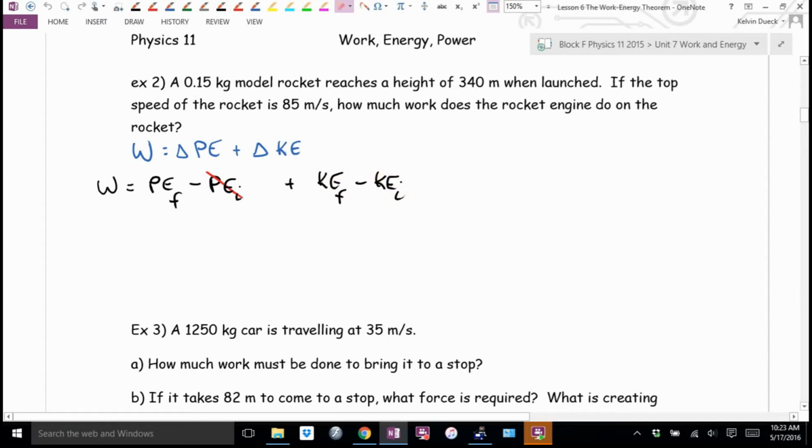Are any of these 0? Let's assume the rocket starts out at rest, because I've seen rockets and I haven't yet seen one that started out with a running start. So, how much work? This time, my equation simplifies to mgh final plus a half mv final squared. This is how much energy that rocket engine would have to supply in order to reach a height of 340 meters and in order to hit a top speed of 85 meters per second. If the rocket engine doesn't contain enough gunpowder to have that much energy, this can't be done.